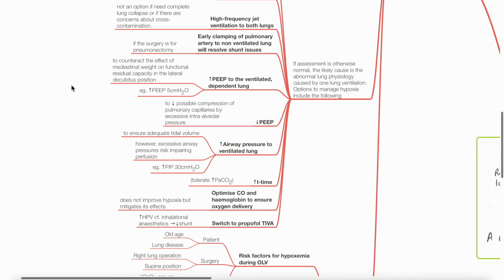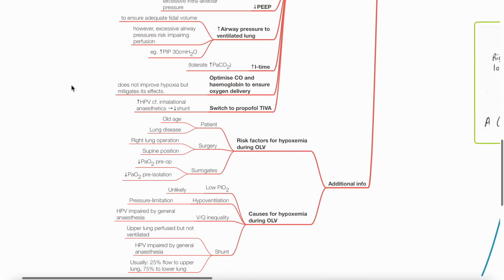Increasing I time may improve hypoxemia. Tolerate increases in PaCO2 associated with increased I time. Optimize cardiac output and hemoglobin to ensure oxygen delivery. This does not improve hypoxia but mitigates its effects. Switching to propofol TIVA can be considered to improve hypoxic pulmonary vasoconstriction.